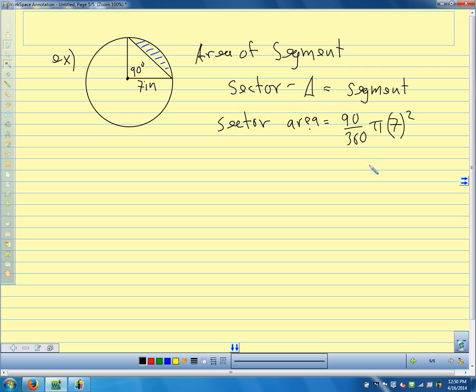Well, 90 divided by 360, what fraction of 360 is 90? 1/4. So that's 1/4 pi times 49. If I find a quarter of 49, this turns out to be 12.25 pi. So that would be the exact answer for the area of that sector, and if I plug that in the calculator, I get approximately 38.48 inches squared.